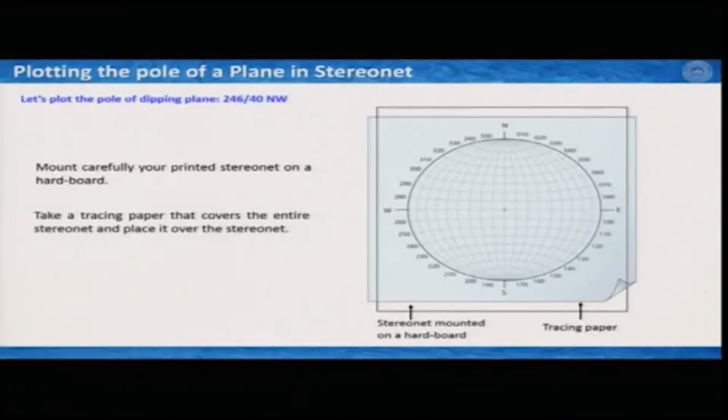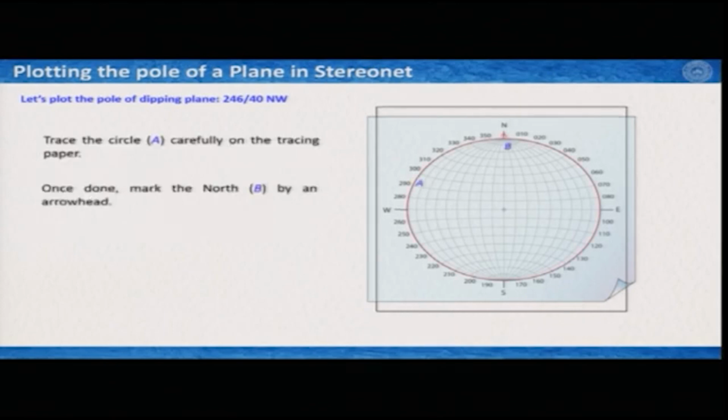We will follow the similar procedure. That means, we will mount the stereo net on a hardboard, we find a tracing paper and cover the entire stereo net with the tracing paper. Next stage is to trace the primitive circle on the tracing paper and mark the north on the tracing paper, which is point B in this illustration.